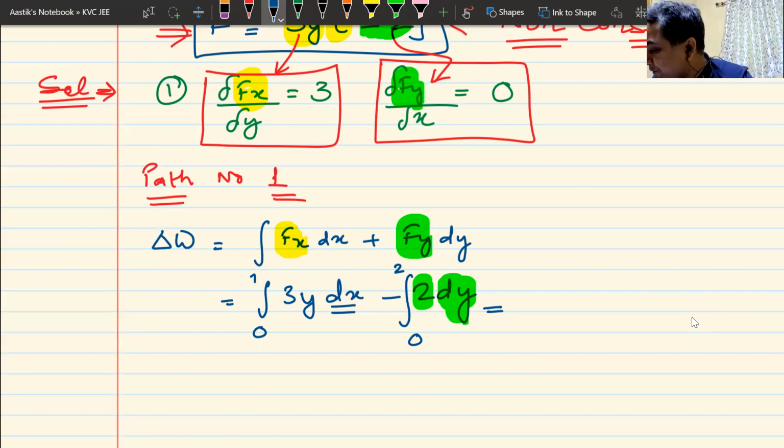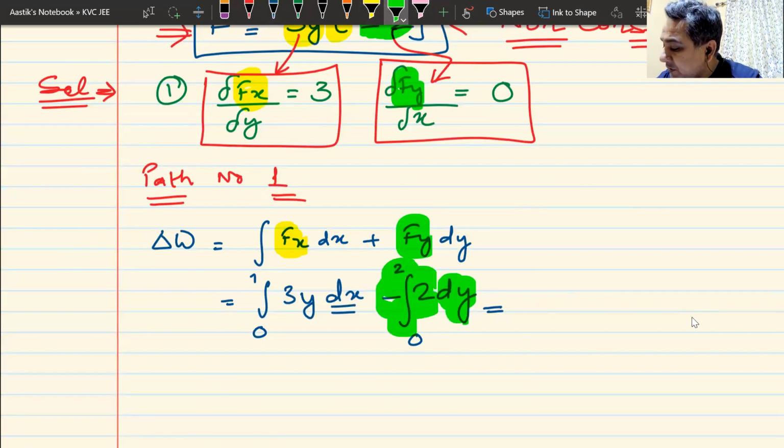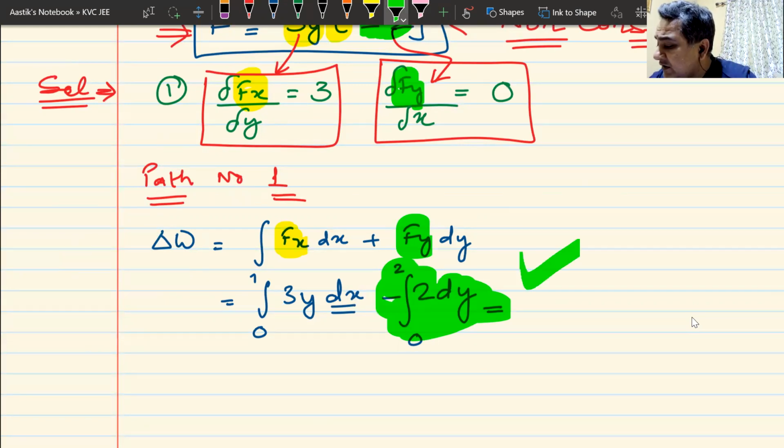Everyone is there? Okay. Now as you can see, one part is pretty simple. This green part is pretty simple because it has got nothing to do. 2 is a constant, 2 will come out. It is the integral of dy. Integral of dy is y. You can put the limits and get the answer to this one. Green one you can do all. Green is not a problem. Green is a simple integral. Green can be done.